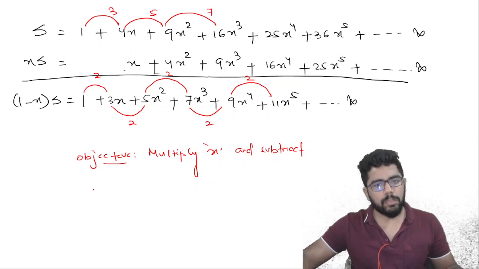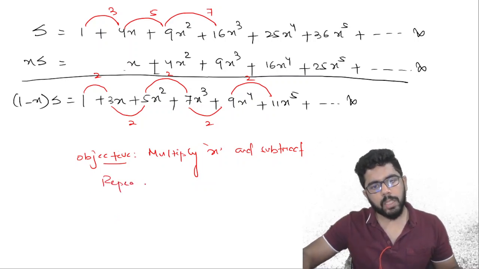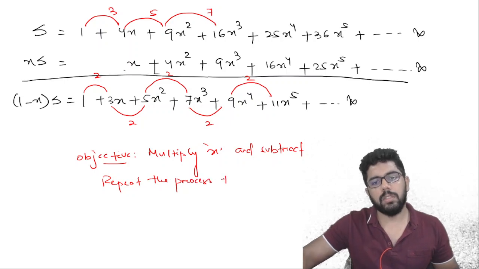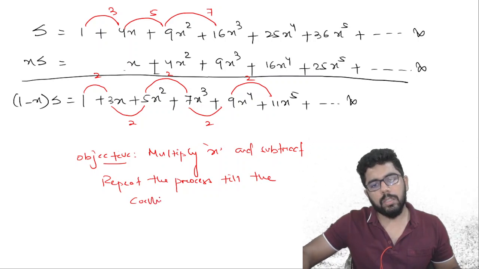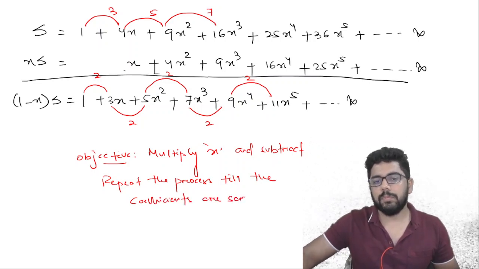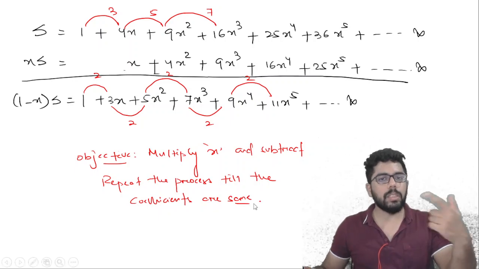If I can do it again, so repeat the process till the coefficients are the same. That means you remove the arithmetic part.